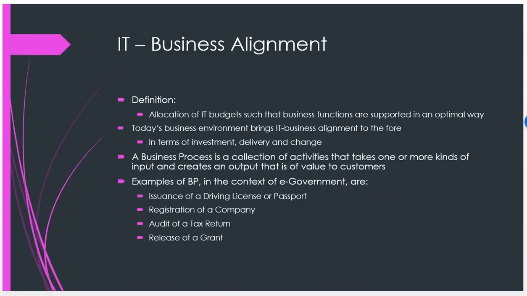So what is IT business alignment? One of the definitions of IT business alignment is allocation of IT budget such that business functions are supported in an optimal way. So basically, IT business alignment is about making sure that whatever is being done in the IT department supports the business goals in every possible way.